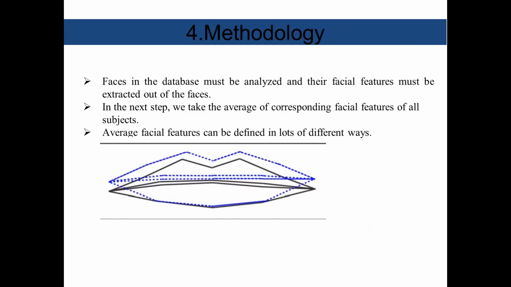To identify unique faces in a crowd, we need to capture the image, then compare it with the database images. So, the faces in the database must be analyzed and their facial features must be extracted out of the faces. Later, we take the average of the corresponding facial features of all subjects. Then we obtain the average position of the left eye, right eye, etc. Average facial features can be defined in a lot of different ways.